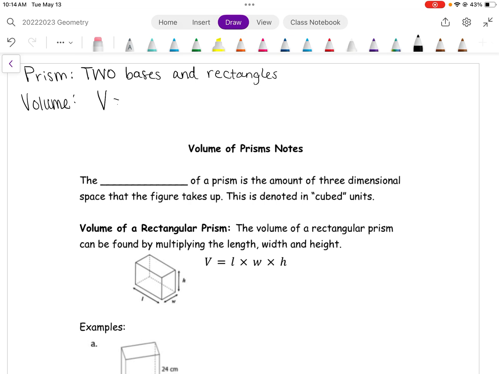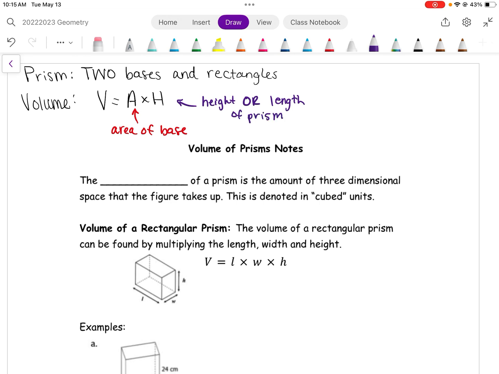The formula of any prism where you have two bases and rectangles is A times H. The reason I am bringing up the bases part is because it's so important. When I say A, that's area of the base. That doesn't mean area of the bottom. That means area of whatever your shape is that gives it its base. The height is the height or the length. It could be either one of the prism. And it's always the distance between those bases.